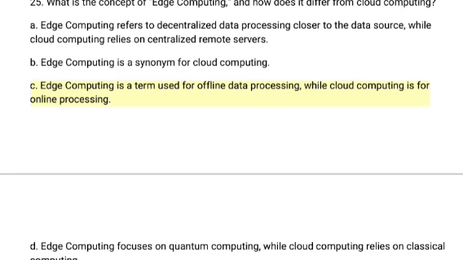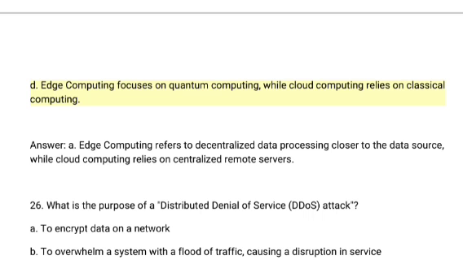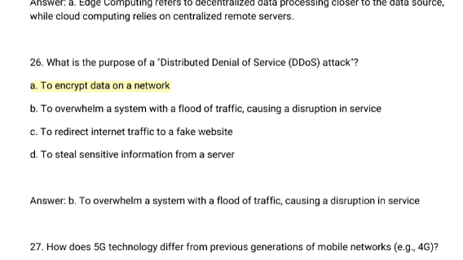Edge computing is a term used for offline data processing, while cloud computing is for online processing. D. Edge computing focuses on quantum computing, while cloud computing relies on classical computing. Answer. A. Edge computing refers to decentralized data processing closer to the data source, while cloud computing relies on centralized remote servers. 26. What is the purpose of a distributed denial of service DDoS attack?